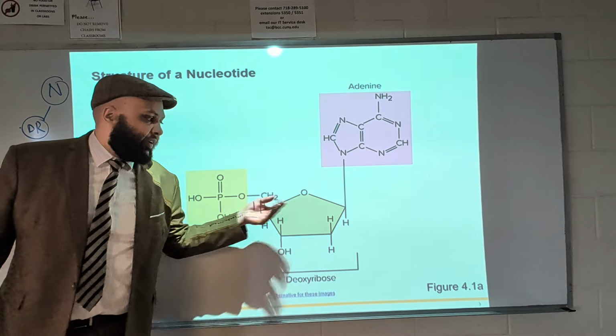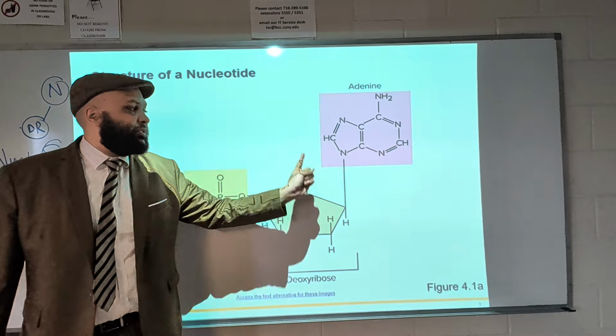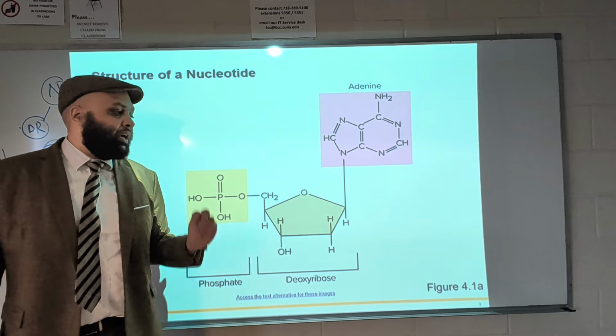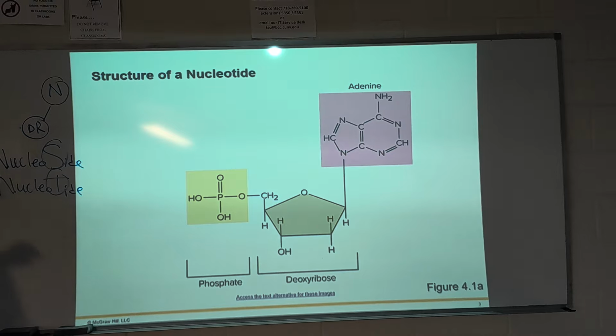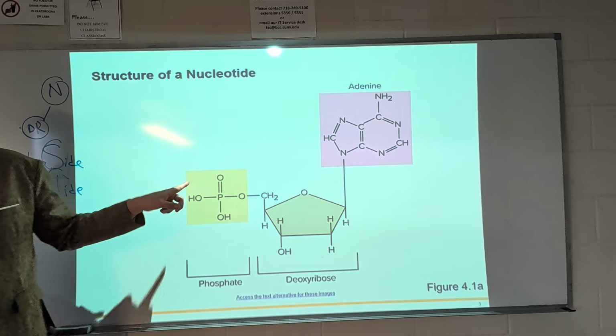So what's the difference between a nucleoside and a nucleotide? They're not the same. One with a T, one with an S. A nucleoside is only 2 out of 3: only the nitrogenous base, pink, and only the sugar, green. But a nucleotide has all 3, and more phosphate.